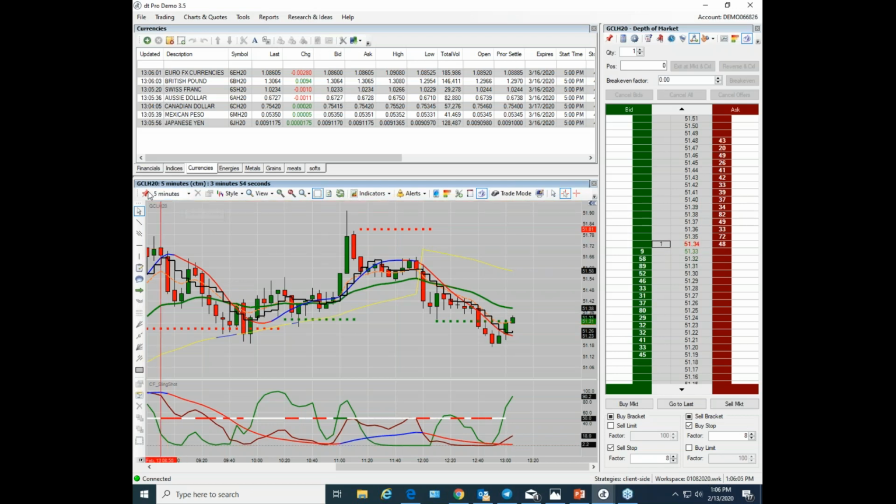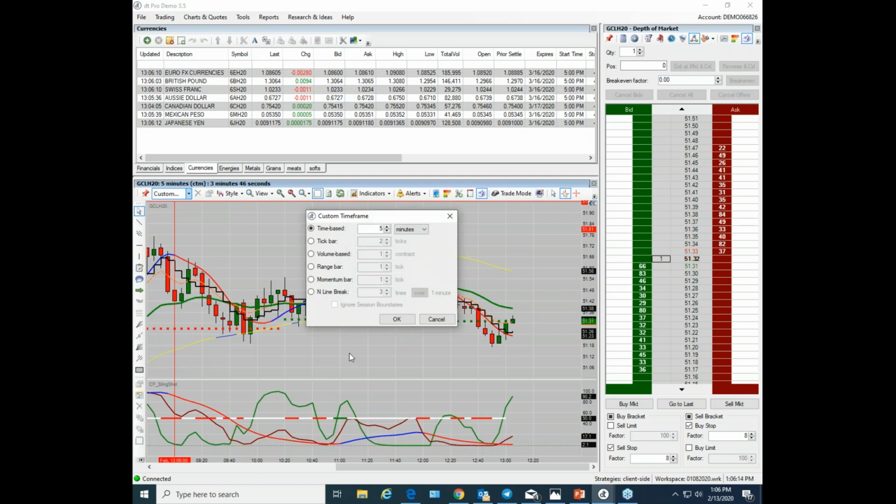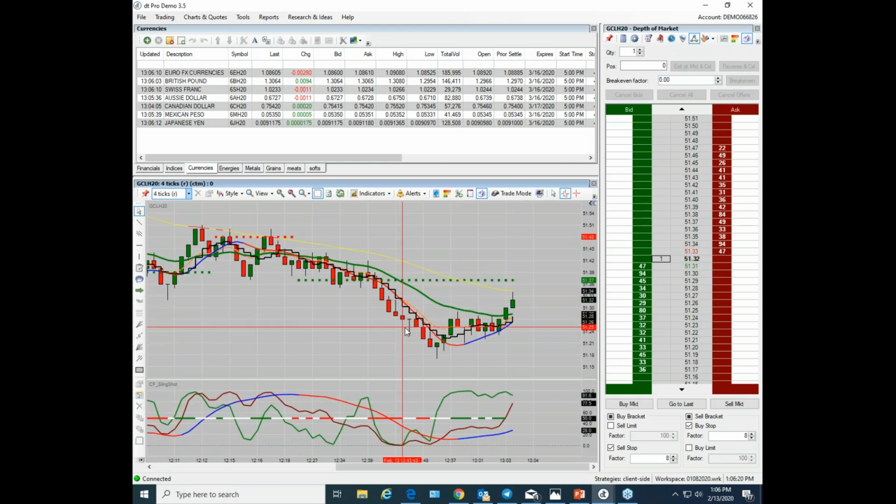All you have to do is, on the top left-hand corner of the chart box, next to time frame, you'll have a little drop-down box. Left-click on that, go down to custom, and select a range bar. Make that one look like a 4. Then hit OK. That'll get you on the 4-tick range.